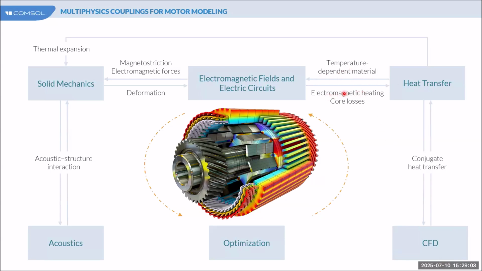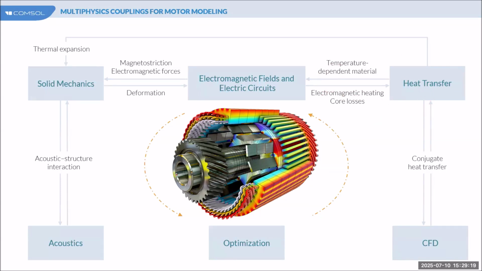As I said, whenever your current is flowing and your temperature is varying, the material properties will change, mainly the resistivity as well as the flux density of the core material. Those can be simultaneously coupled in COMSOL Multiphysics to give you realistic results.